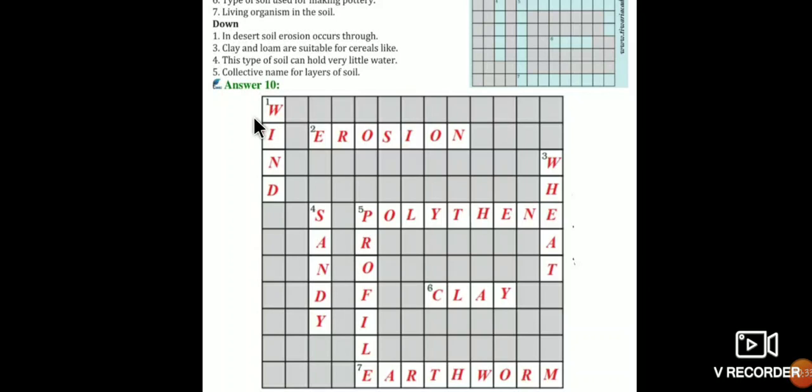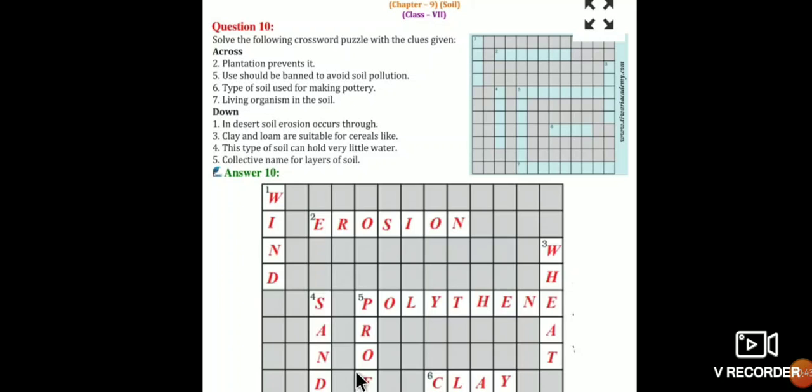And next fifth one, collective name for layers of soil is soil profile, we call it profile. So here fifth one will be for across. Use should be banned to avoid soil pollution. We should avoid polythene bags, POLYTHENE, polythene bag.